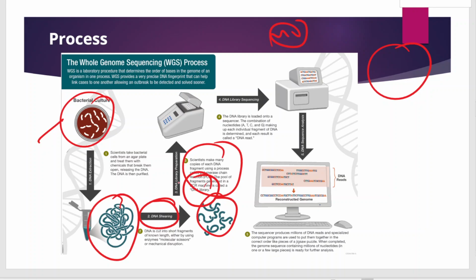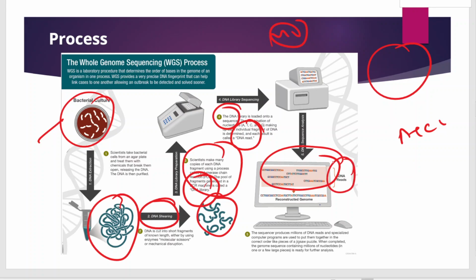Now, the DNA library is loaded onto a machine that we call a sequencer, and here the combination of nucleotides in the DNA, like A, T, C, G, which we already talked about, making up each individual fragment of DNA is determined, and each result is called DNA reads. Here you can see these are DNA reads, and after that these are arranged, sequenced and reconstructed as the reconstructed genome, so that a pattern, a sequence can be observed.